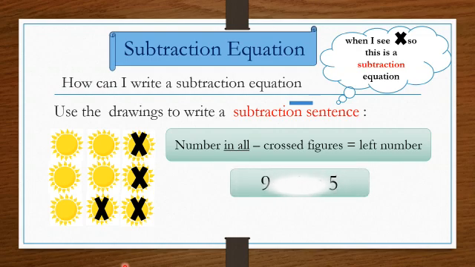The number in all is 9, as I have said. And the crossed figures are 1, 2, 3, 4. The left number is the number of figures that are not crossed. They are 1, 2, 3, 4, 5. So the answer, which is the left number, is equal to 5.